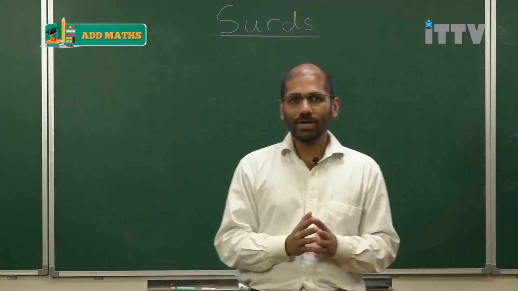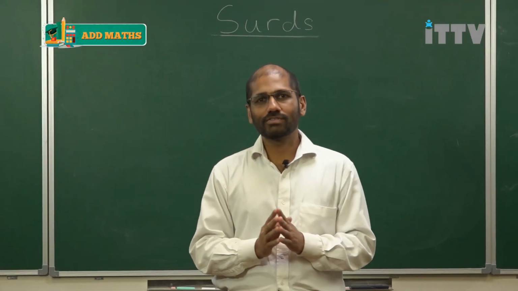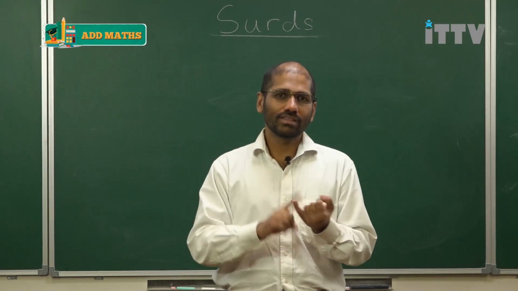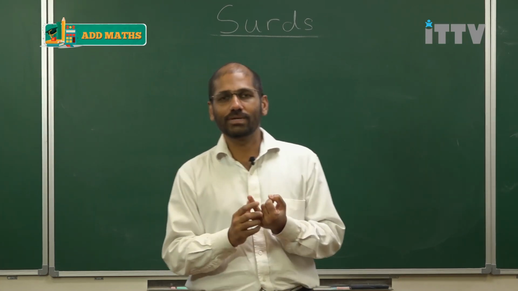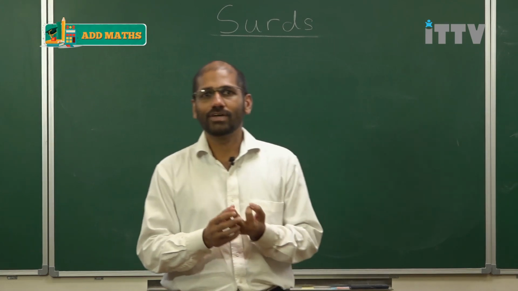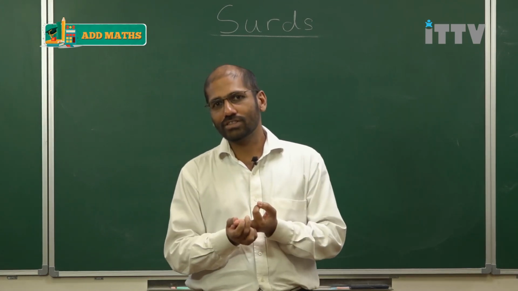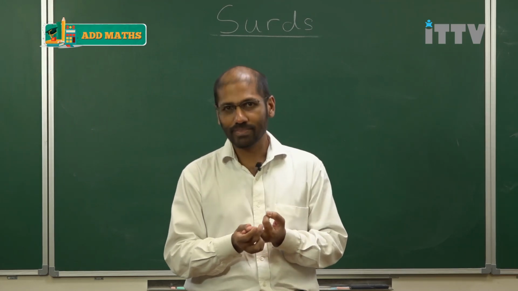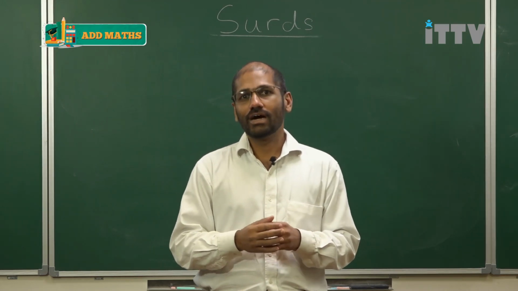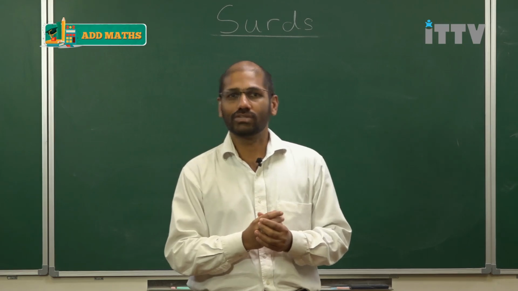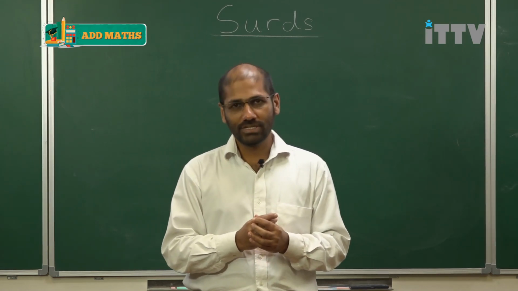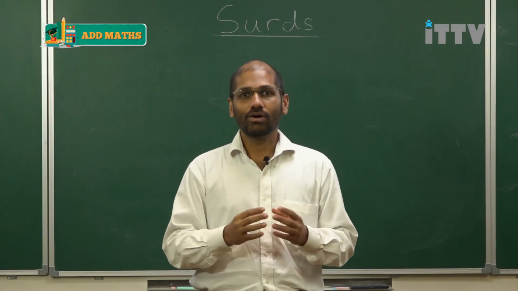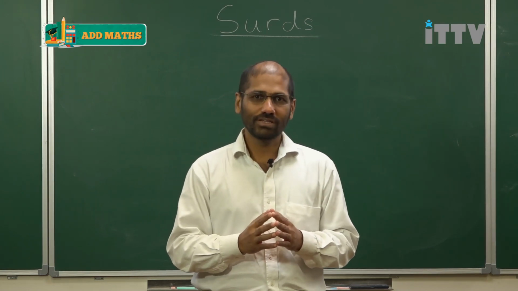So students, to wrap up the lesson today, we have studied about surds. Surds are irrational numbers that cannot be expressed as fractions. We have seen some usages of surds in a right angle triangle and its connection with Pythagoras theorem. We also have seen how to simplify expressions using surds, some properties, and also how to solve equations involving surds.